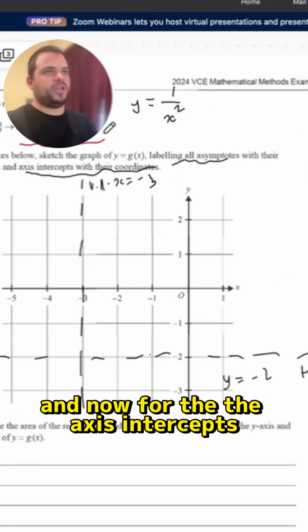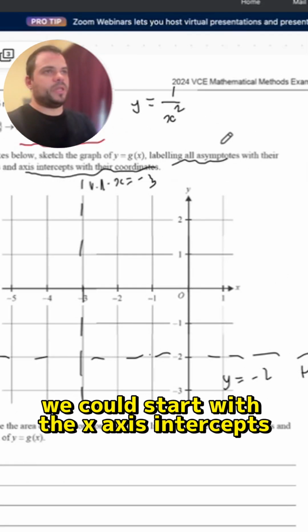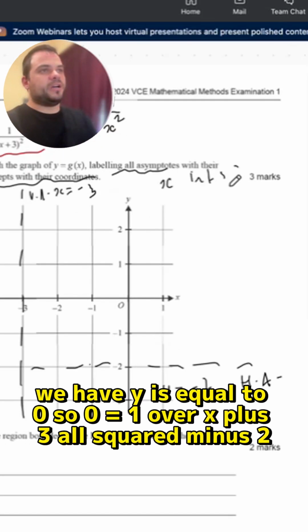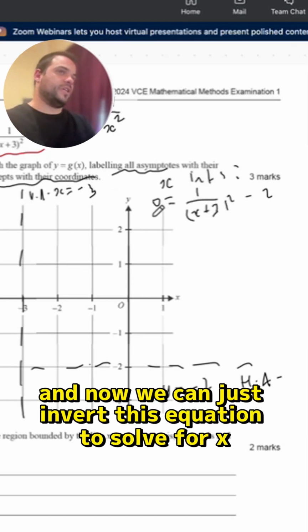Okay, now for the axis intercepts, we could start with the x-axis intercepts. We have y is equal to 0, so 0 equals 1 over (x plus 3) all squared, minus 2. And now we can just invert this equation to solve for x.